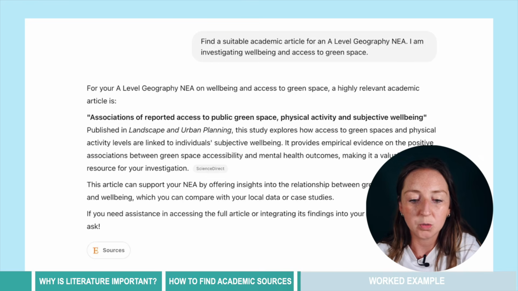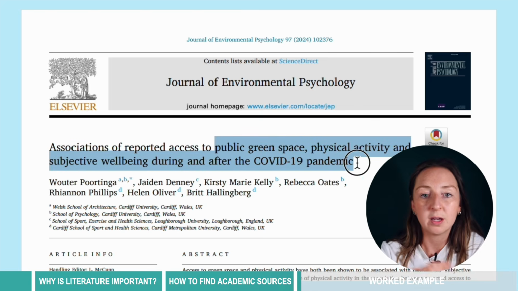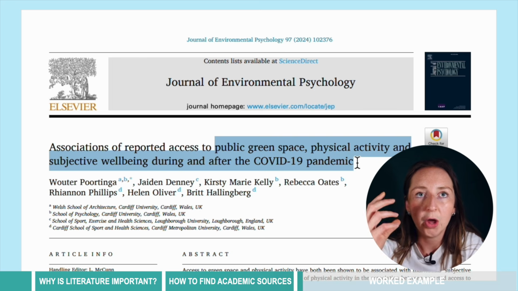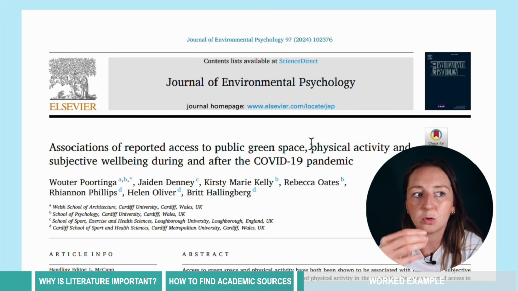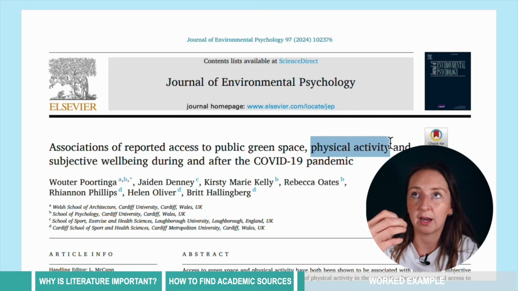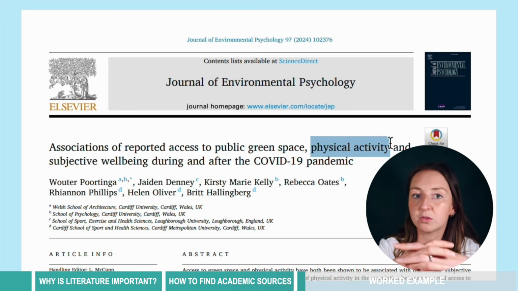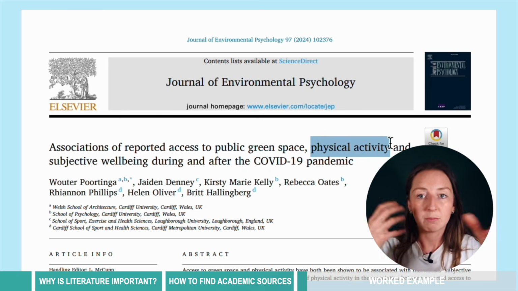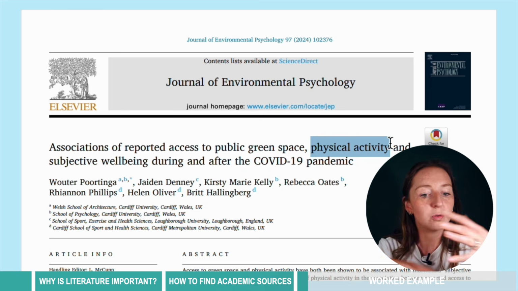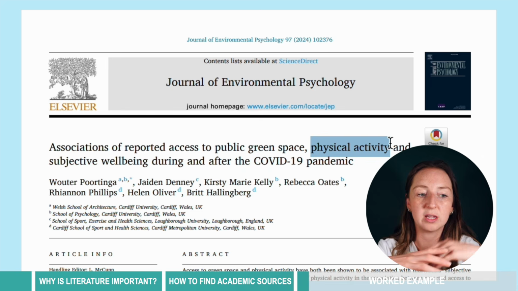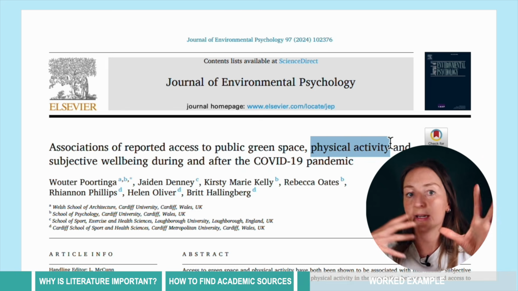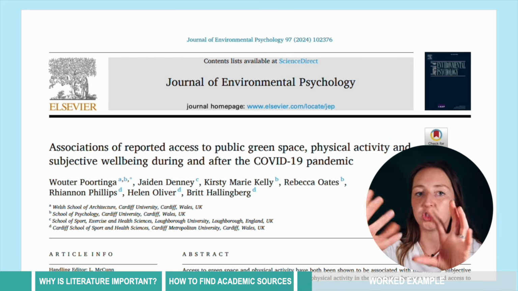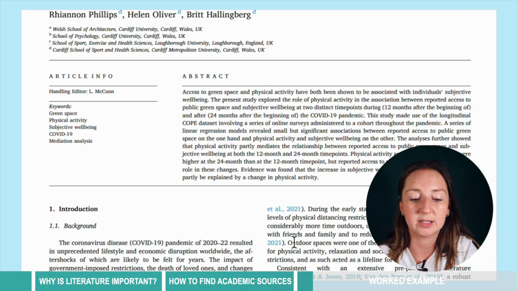So this one is all about public green space, physical activity and subjective well-being. So already I've looked at it, I'm like, okay, cool, they're talking about green space, but they're also talking about physical activity. That's quite interesting. Maybe I could also research physical activity. So I know that physical activity can maybe improve people's well-being because you're outdoors, there's endorphins. So maybe actually green space links to physical activity and also well-being. So I'm starting to gather some ideas about how this literature might help shape my NEA project.